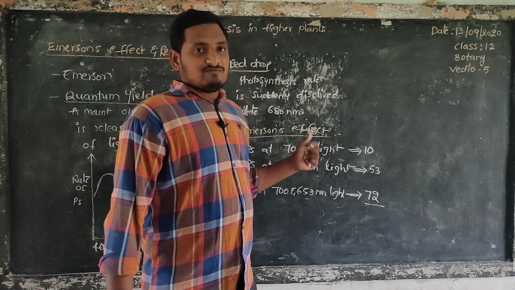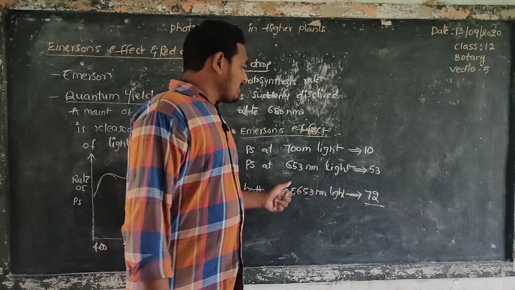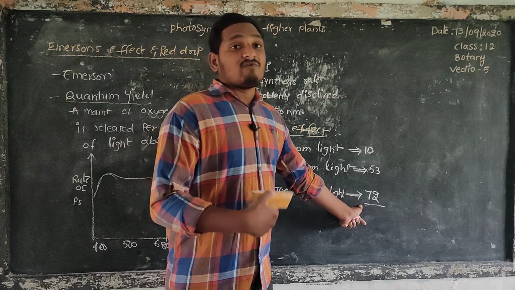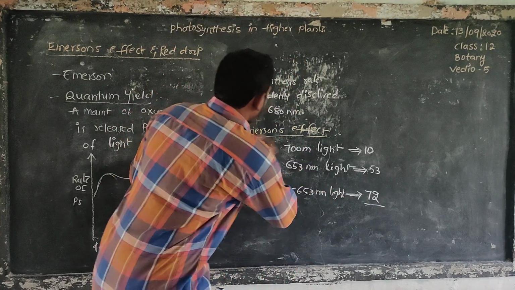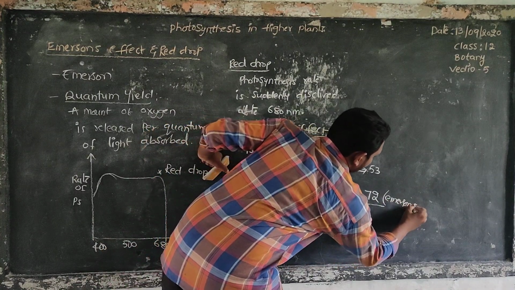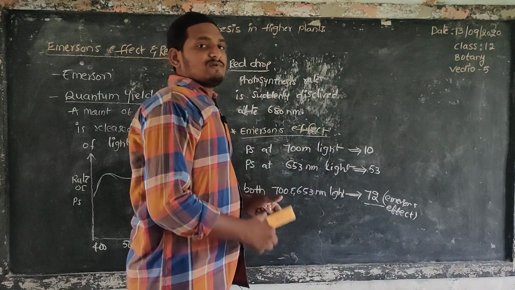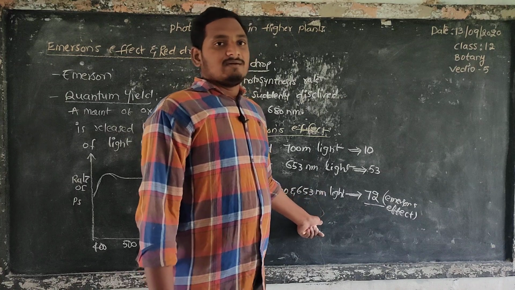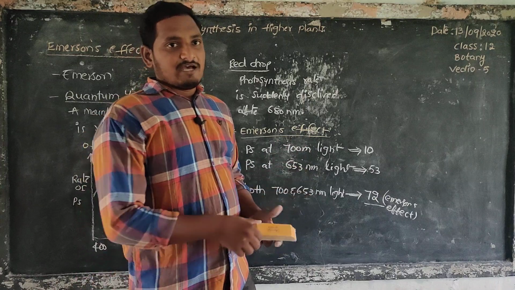When individual light is given to the plant body, the quantum yield is different. When we add both lights and give them to the plant body, the quantum yield is enhanced. That is called, what is that? Emerson's effect. The sudden enhancement of the photosynthetic rate or quantum yield in the plant body is called Emerson's effect.